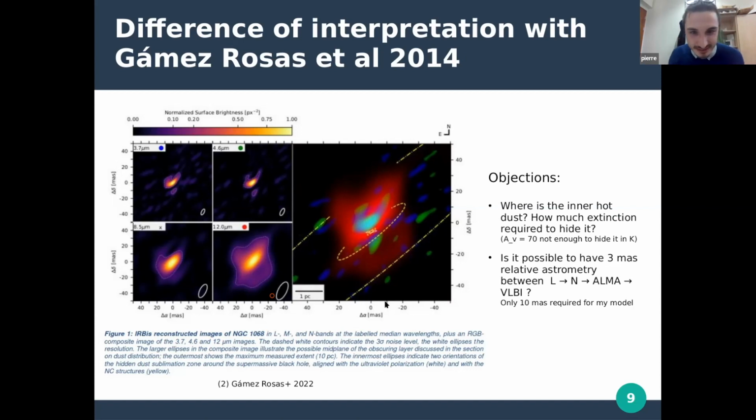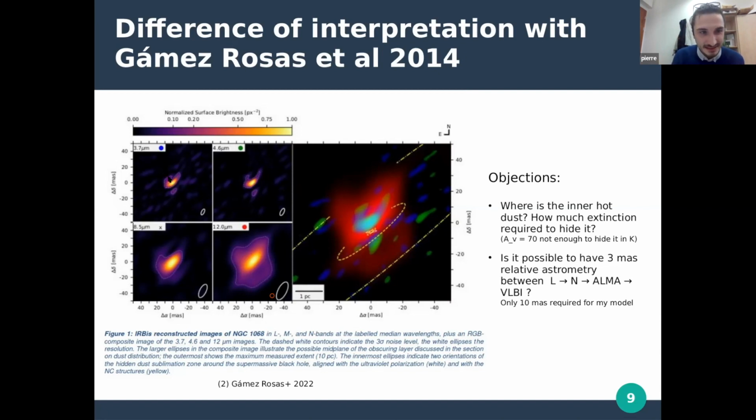The second point is regarding the astrometry. So basically, if I understood correctly, what a strong argument that you have to say that we are not looking at the equatorial ring is that you locate the supermassive black hole just below the structure instead of locating it in the middle of the structure like my model would predict. So there is 10 milliarc seconds between these two positions, and you say that you reach a 3 milliarc seconds relative astrometry between the black hole and the L-band image.